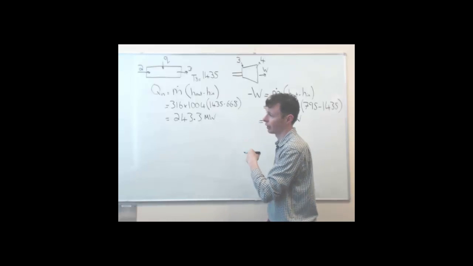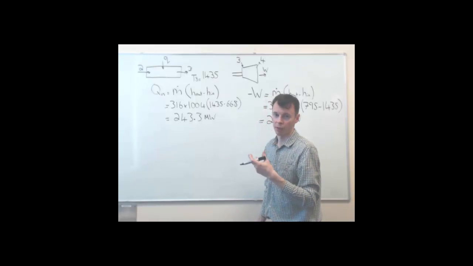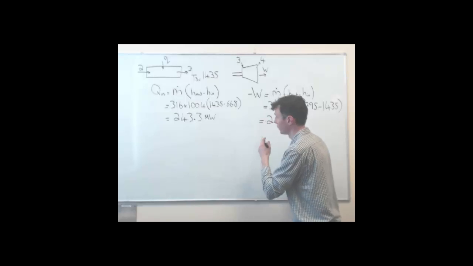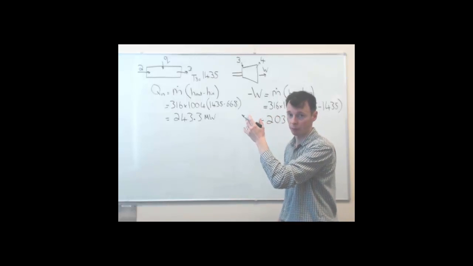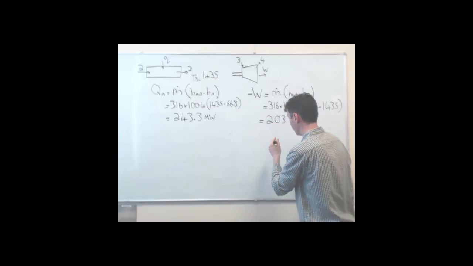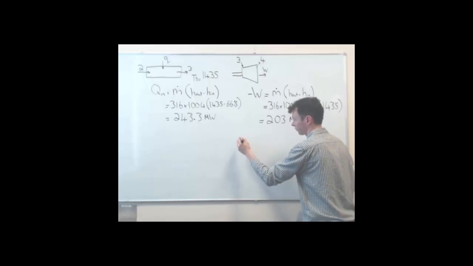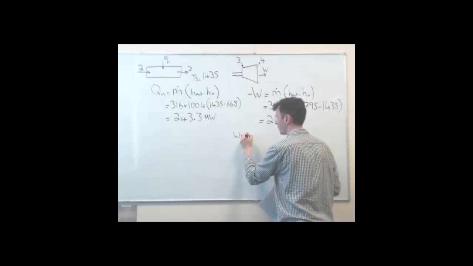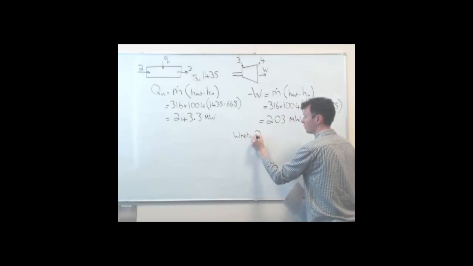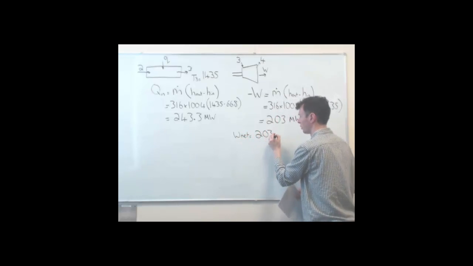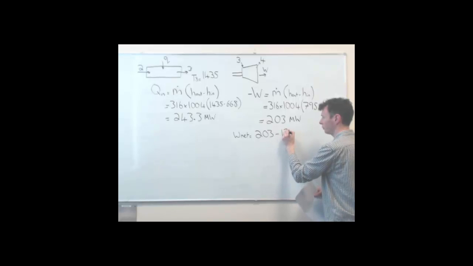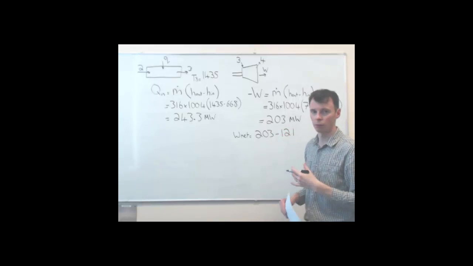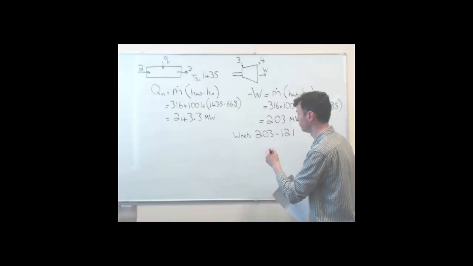Okay, finally, just to work out the efficiency. Remember the work in and the work out, regardless of their sign, we're going to take the differential of the absolute values for obvious reasons. So work net equals 203 minus 121, roughly, that we have in part A.